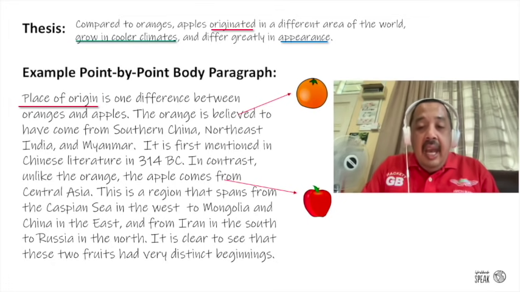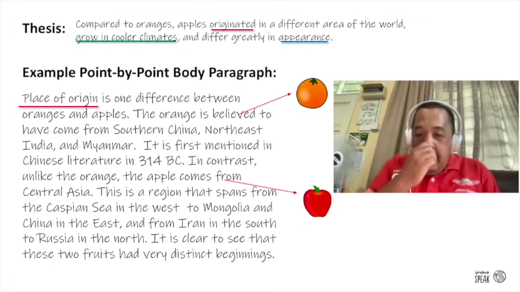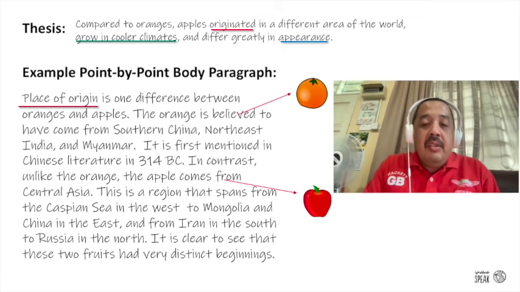I said the apple comes from Central Asia. So you can see here this very basic paragraph that I mentioned, the first point of comparison in my topic sentence, and I show that there are differences, and then I mention the orange first, and then I mention the apple in comparison to the orange, and I make sure to use the correct language.